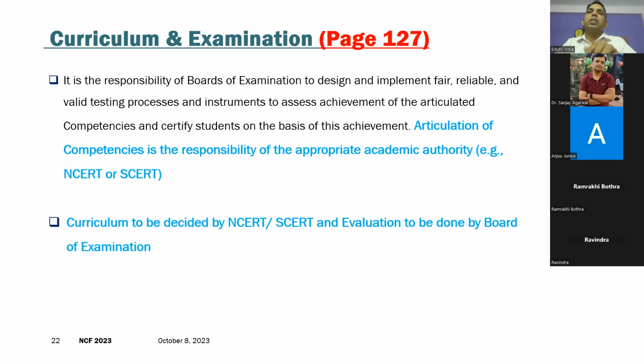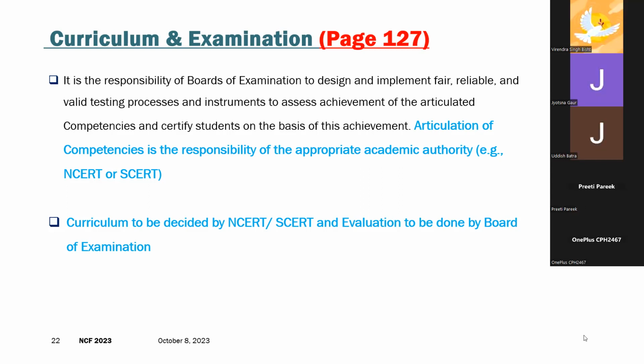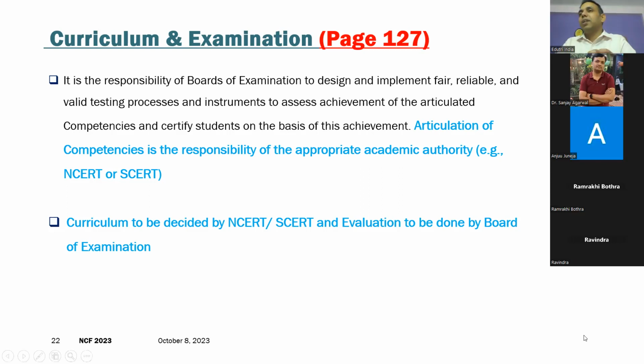Anyone have anything to say on this? What do you feel? Is this good or not? You can write in the chat box or you can raise your hand and say whether this is a good move or not. Every year we are waiting for the CBSE curriculum. Deleted portion, what is deleted? And even till today, I receive messages on different groups: is this in syllabus or not? In the month of October, teachers are asking on different groups.